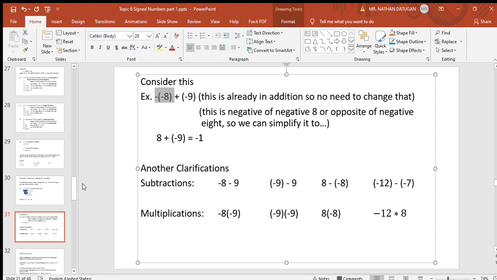Again, if you recall the previous parts, how to simplify this part, think of this as the opposite of negative 8. What is the opposite of negative 8? Well, it's 8. Again, we're just going to leave this part as is. So 8 plus negative 9 is negative 1.